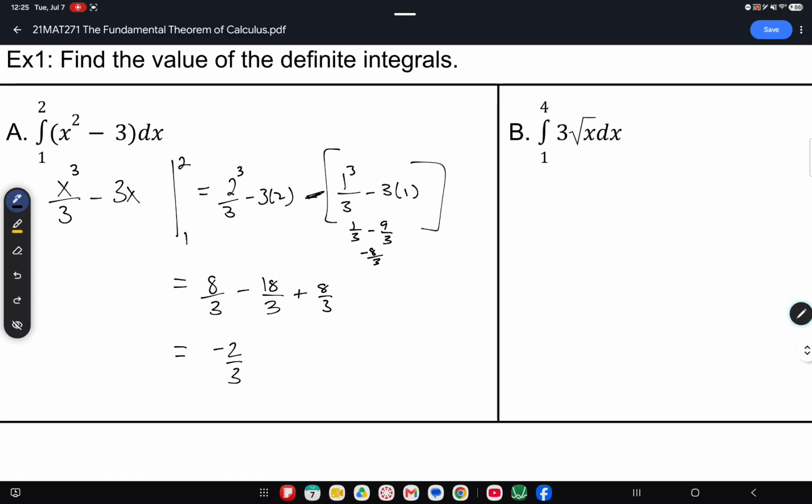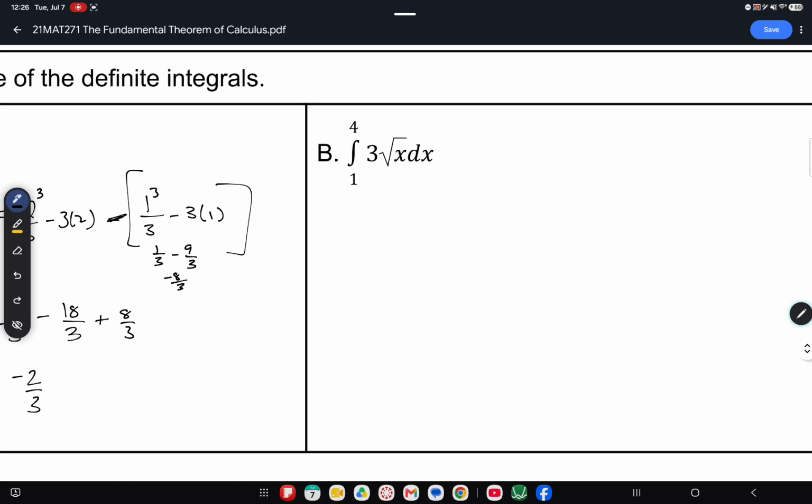All right, we're going to do the same thing over here. I'm going to make that 3x to the 1/2. So when I do the integral, that's going to be 3x to the 3/2, and then I'm dividing by 3/2, which is the same as multiplying by 2 thirds. And then I'll be evaluating from 1 to 4. And what I'll do here is those 3's will cancel out. So really it's 2x to the 3/2 evaluated from 1 to 4.